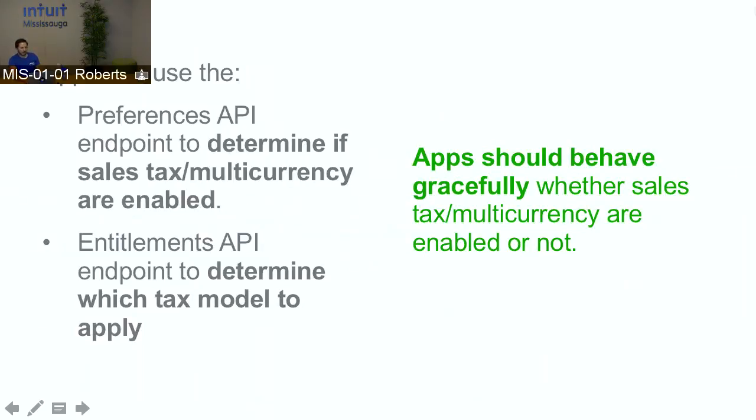So a couple of takeaways from what we've covered so far. Apps can use the Preferences API to determine the enabled state of sales tax and multi-currency, and they should use the Entitlements API to determine which tax model to apply. I'll show examples of both of those later. You should also ensure that you test with different permutations of these settings to make sure that your app behaves well, not only for users in the different countries, but also for users with the different settings enabled or disabled.